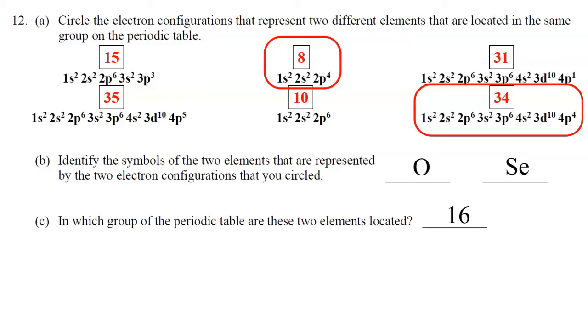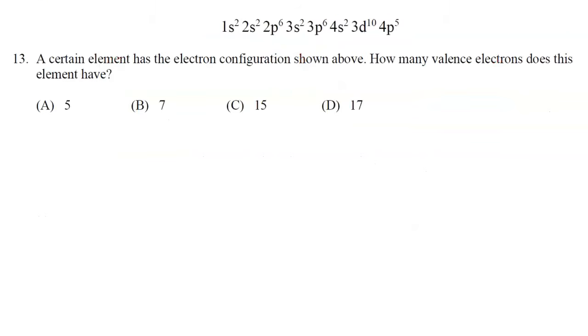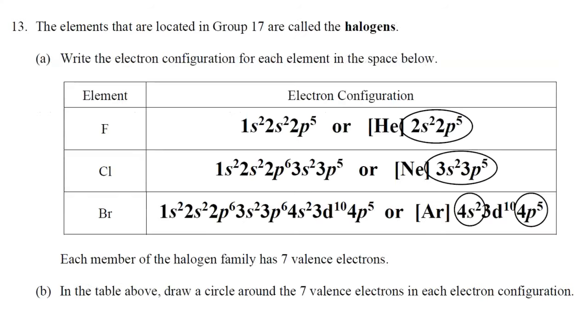Now let's take a look at question 13. Question 13 says a certain element has the electron configuration shown above. How many valence electrons does this element have? Now in your packet that is entitled Valence Electrons and the Charges on Ions, you learned how to count the number of valence electrons by looking at the electron configuration.